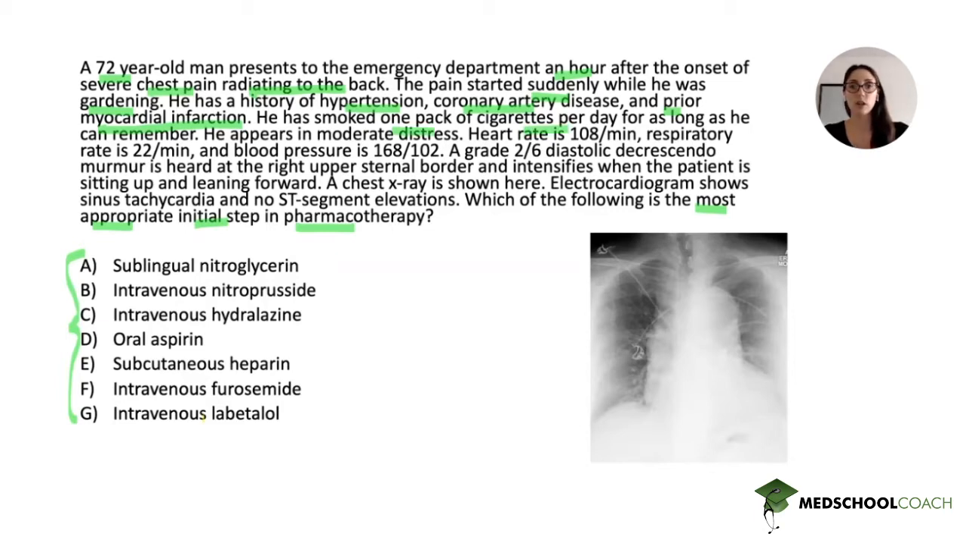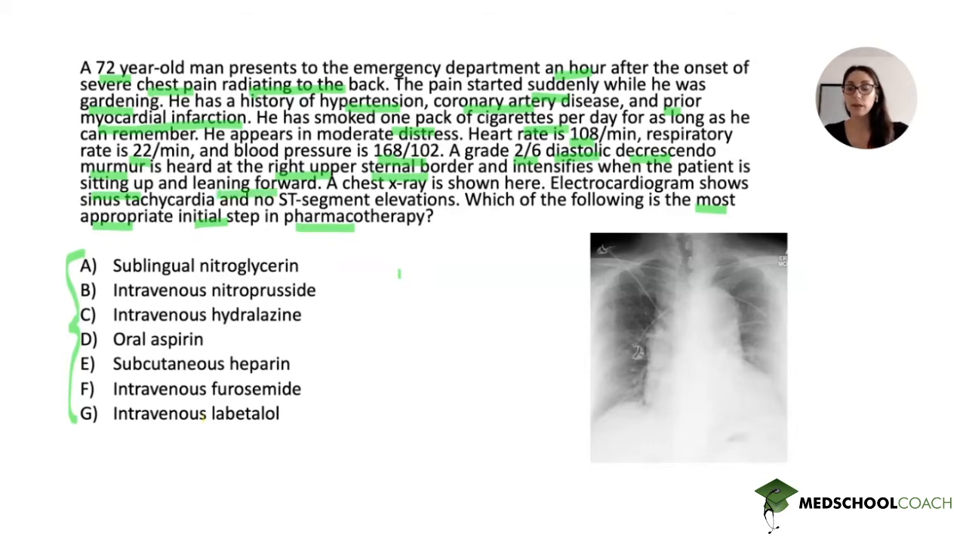He appears in moderate distress. Heart rate is 108, respiratory rate is 22, and blood pressure is 168 over 102. I also recommend highlighting all the abnormal vital signs. A grade 2 out of 6 diastolic decrescendo murmur is heard at the right upper sternal border and intensifies when the patient is sitting up and leaning forward.